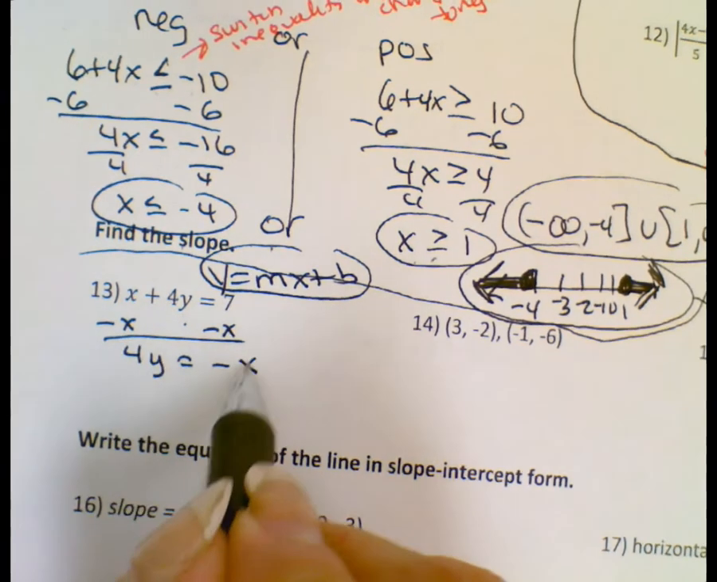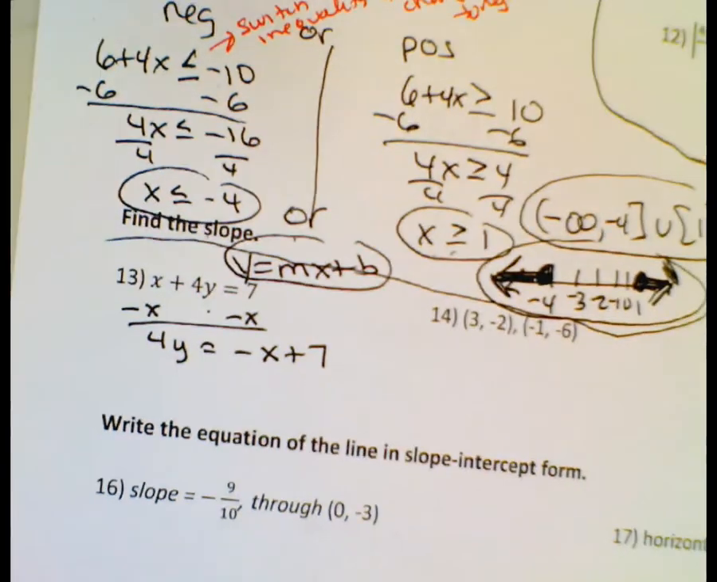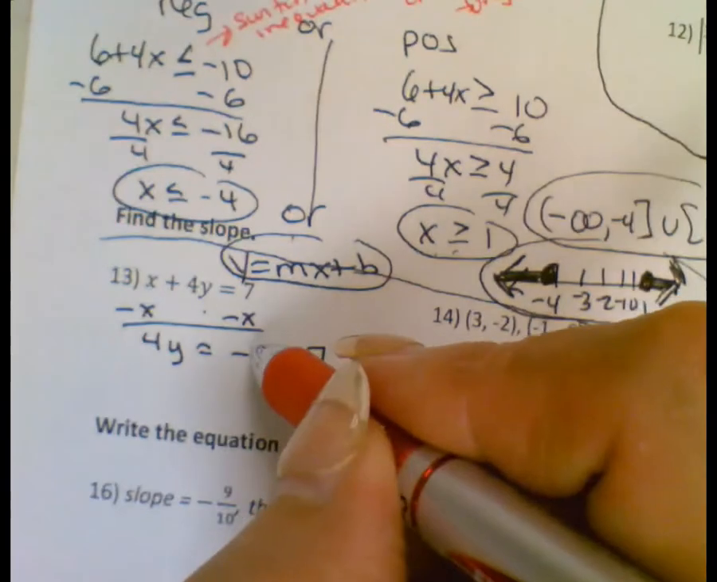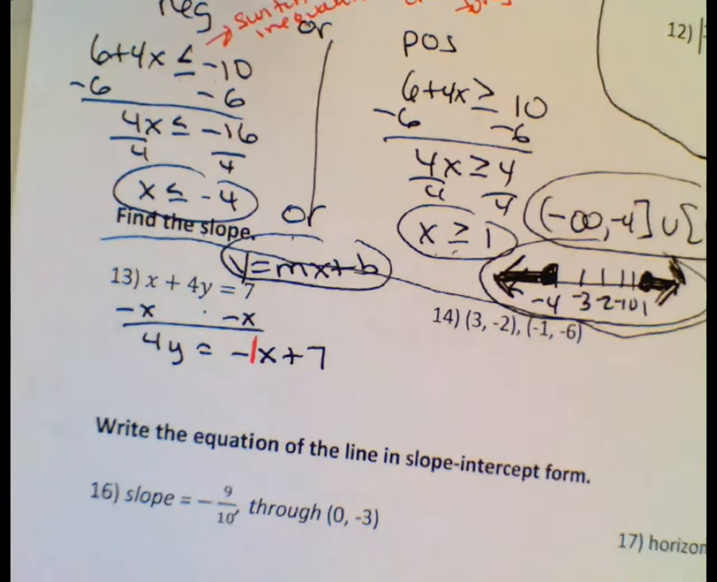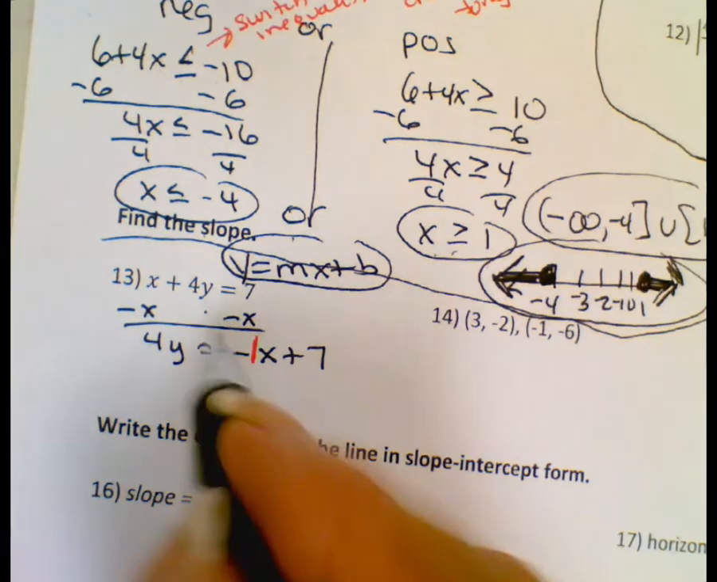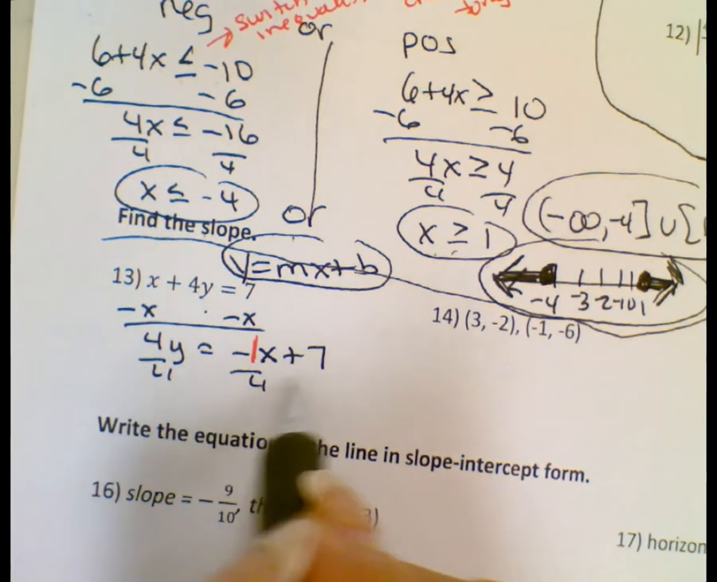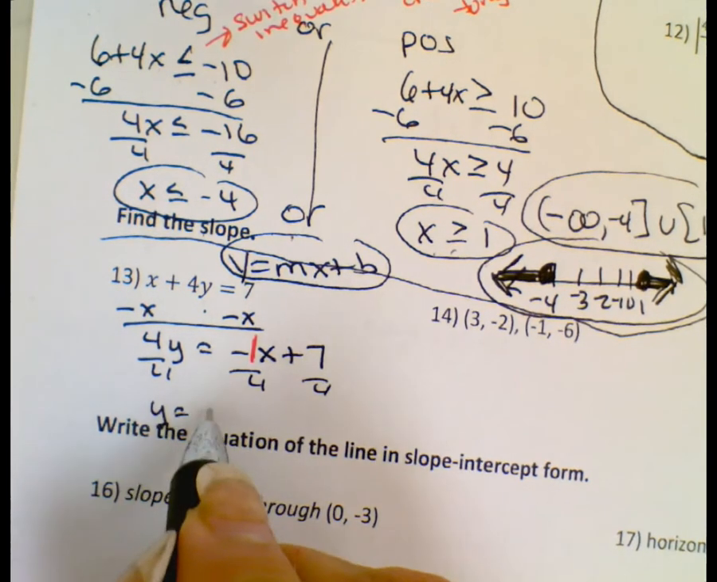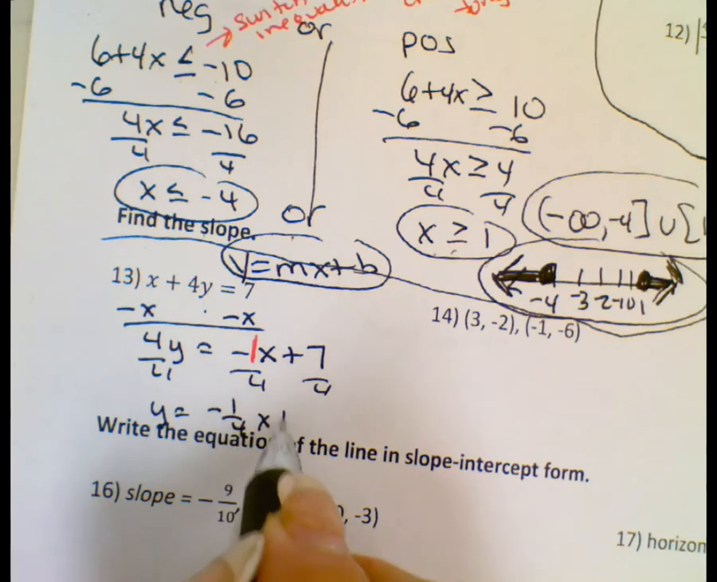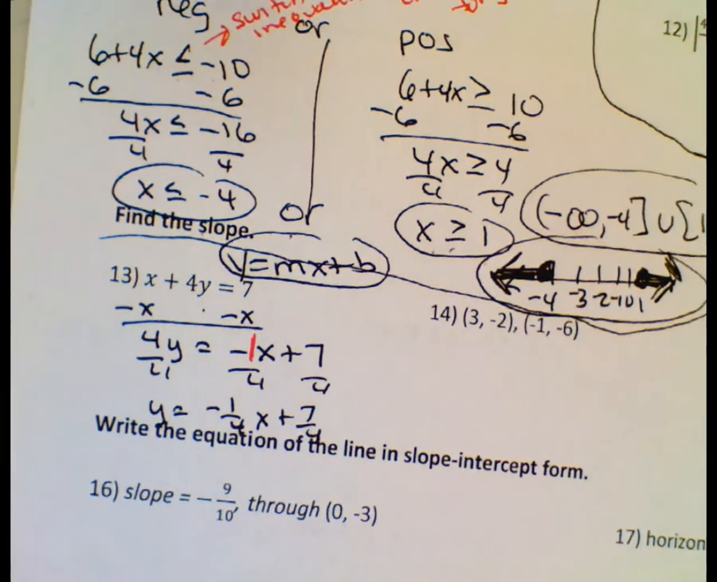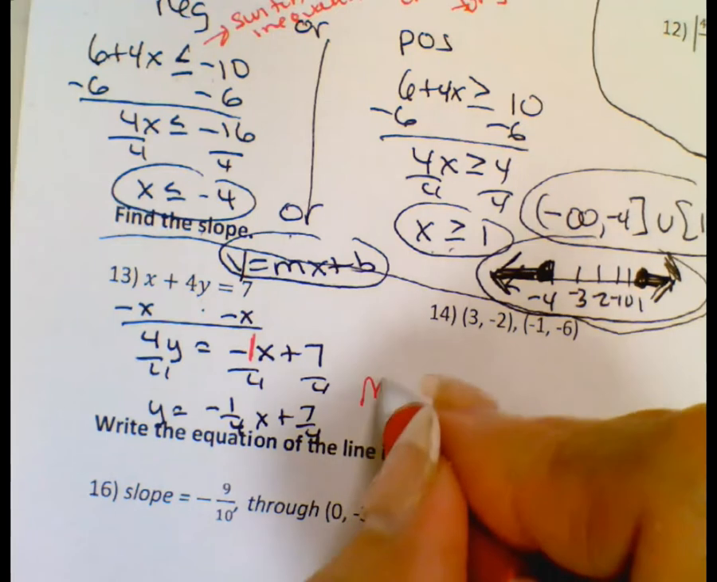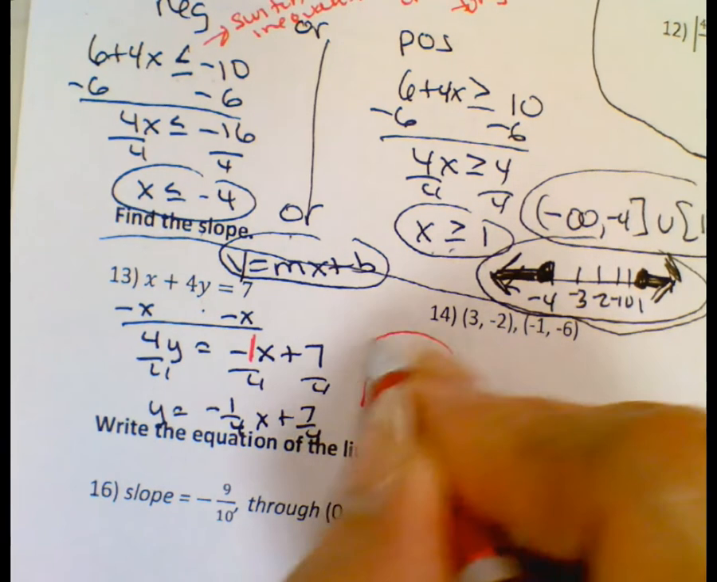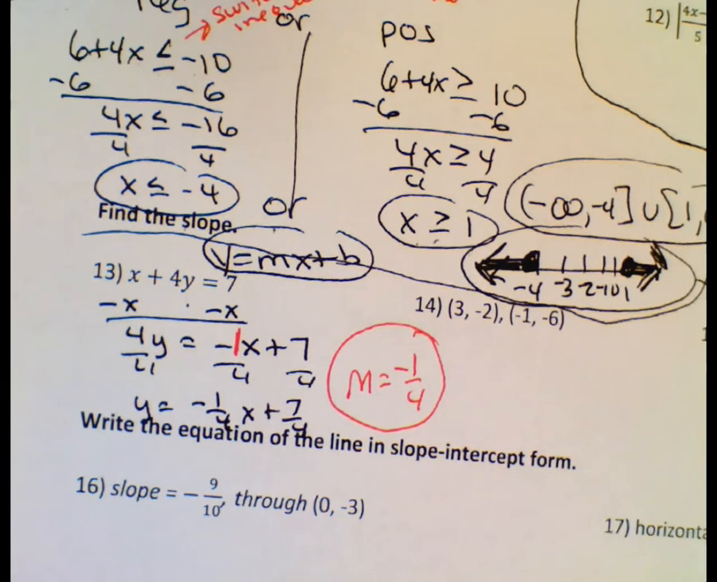Now, when I subtract x, what number is in front of x? It's very important to know this. It's not just x, it's a negative 1x. You need to know that, because in the next step, you're going to divide everything by 4. So this is negative 1/4 x plus 7/4. So my slope is the number in front of x. That's my slope. That's the answer to 13.